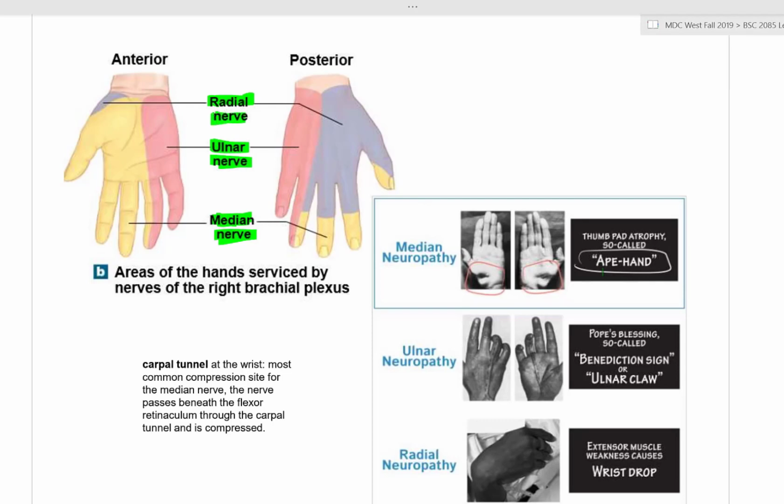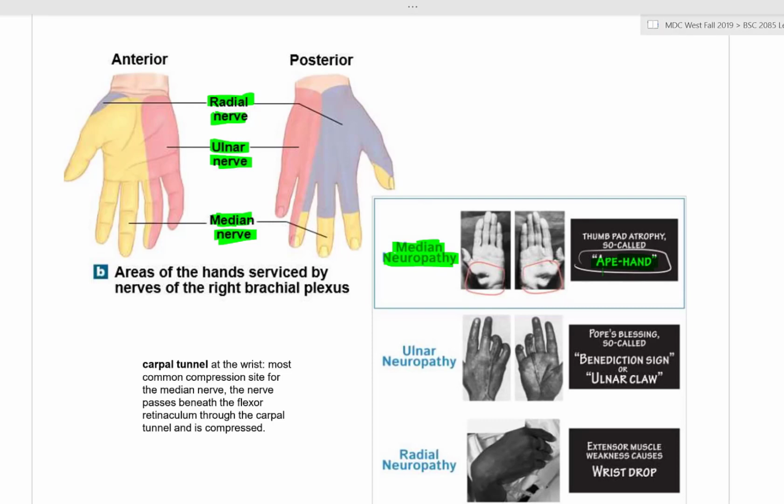So what do those look like in real life? A median nerve, this is actually known as median neuropathy, right? And again, the median nerve is the palm of your hand, correct? Or some of the part of your hand. This is known as the ape hand, okay? You're gonna have an ape hand.